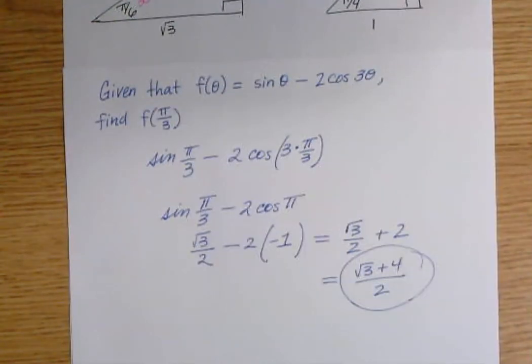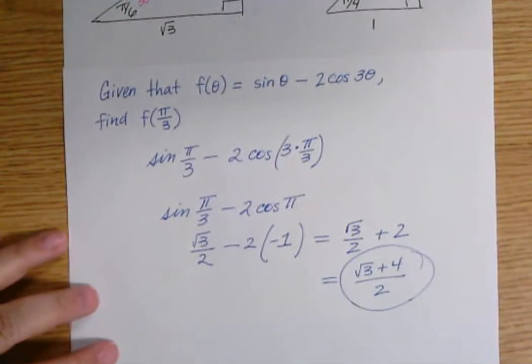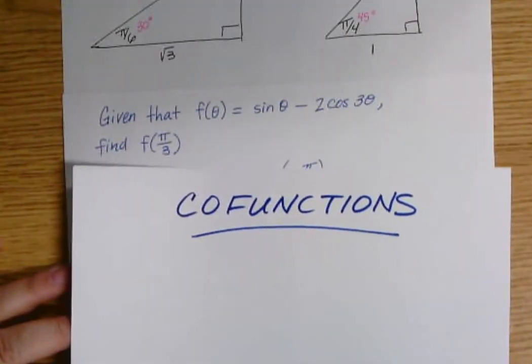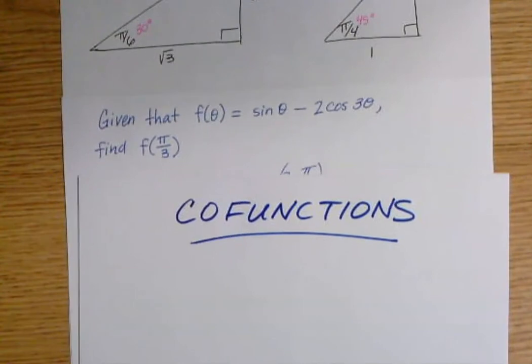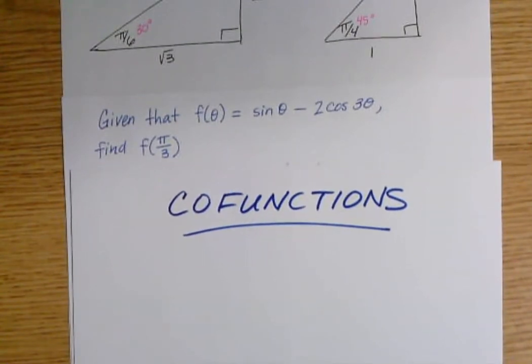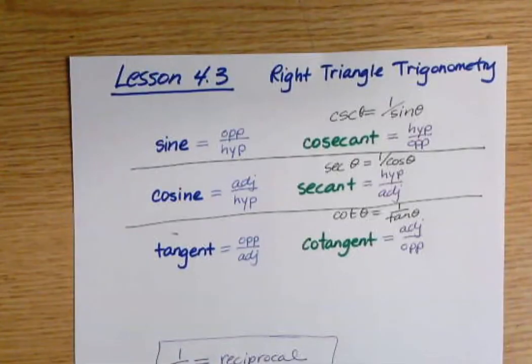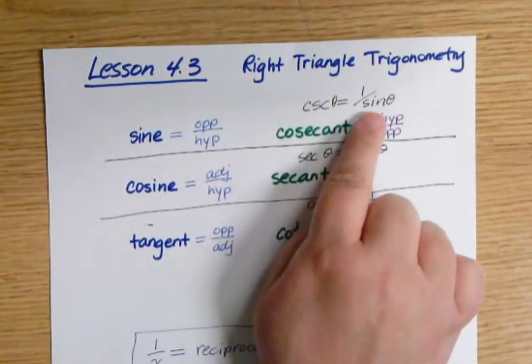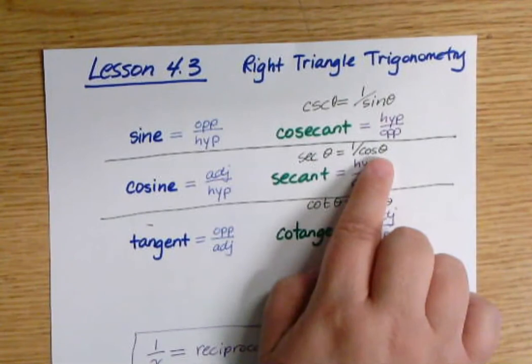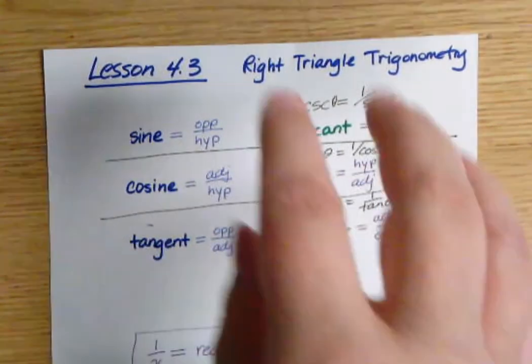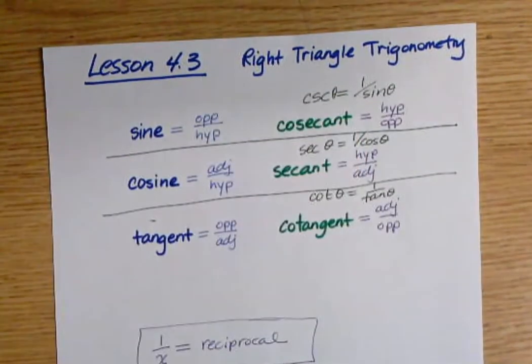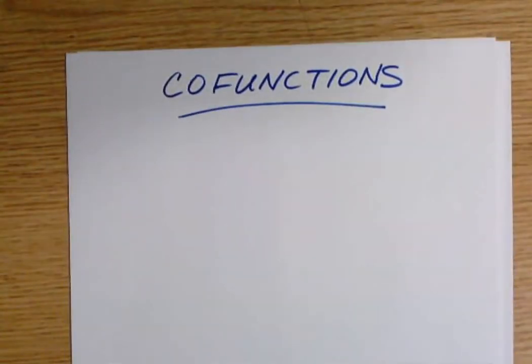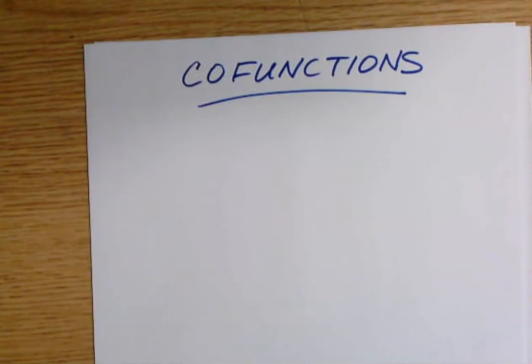The last topic we need to talk about in this particular section is that of cofunctions. Now, this is not to be confused with reciprocal functions, which we talked about here, like that the cosecant is the reciprocal of the sine, the secant is the reciprocal of the cosine, and so on. Those are reciprocal function relationships. Cofunction relationships are a little different than that. Cofunctions are based on this concept.